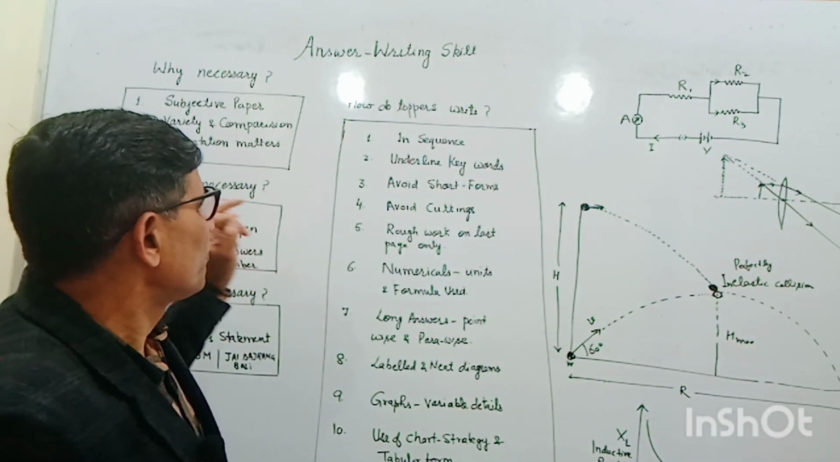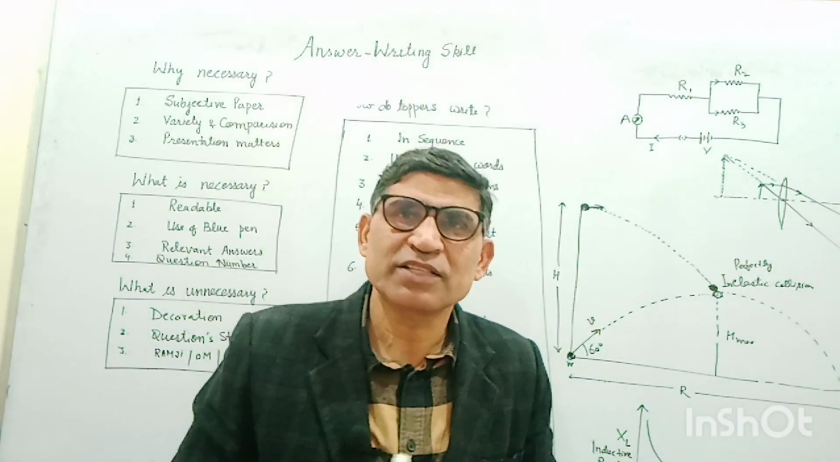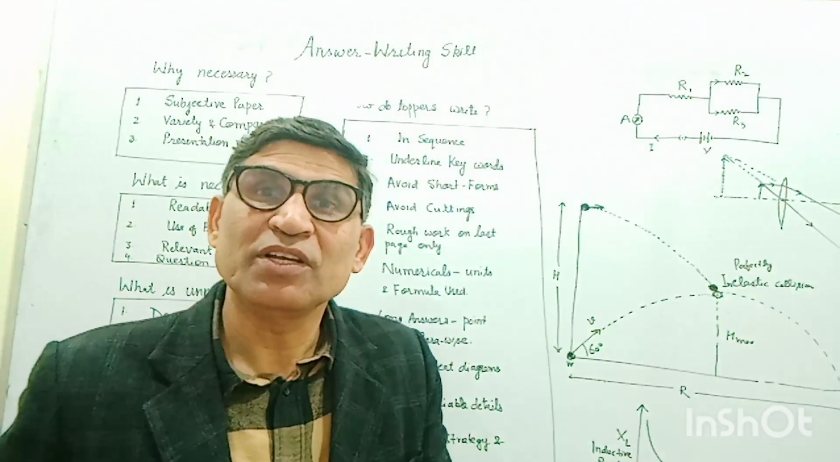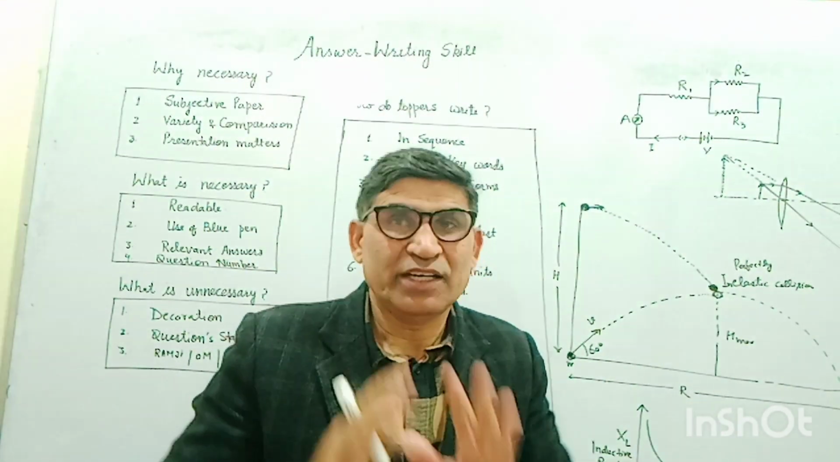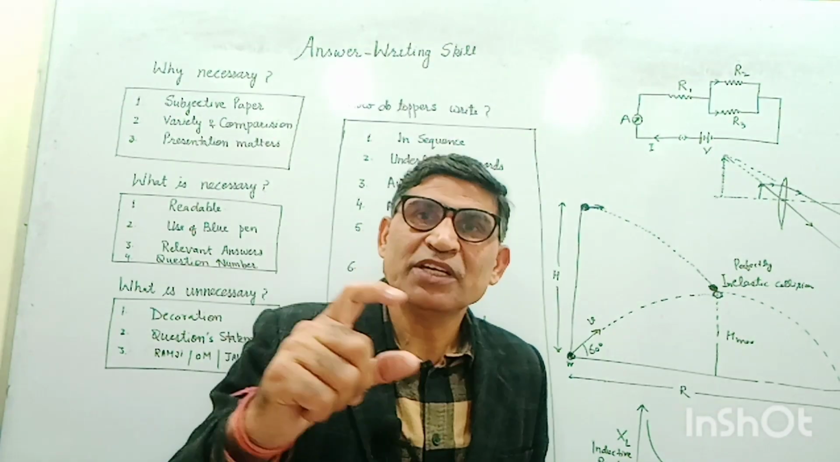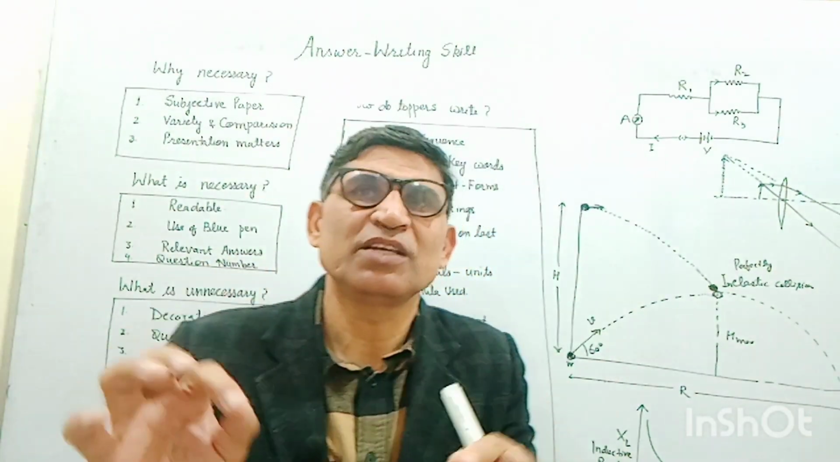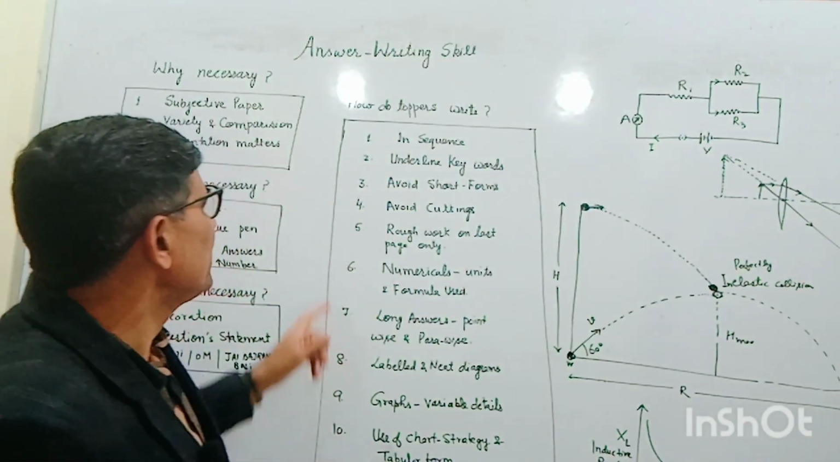Point number 5, rough work. If you have to do some rough work for numericals, that should be on the last page, because if you are serving food to your guest and shoes are littered here and there, it is not comfortable for him. It is the same thing. If you have done rough work at the side of the sheet, the examiner will not be convinced. So avoid that. Next point is numericals.